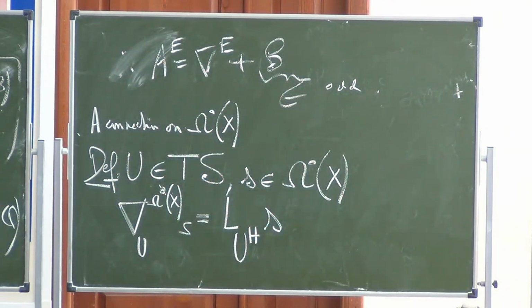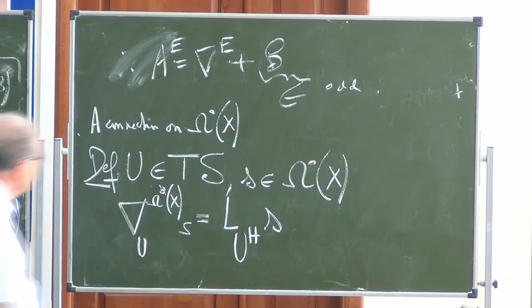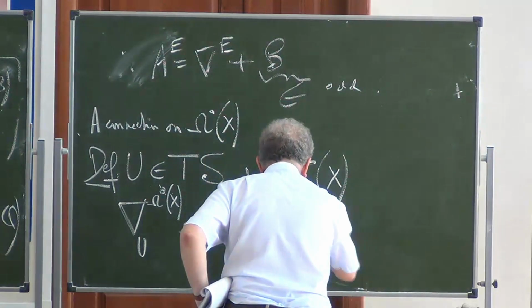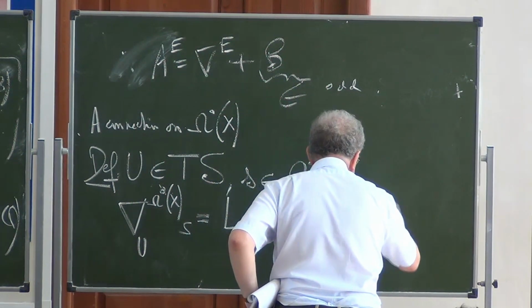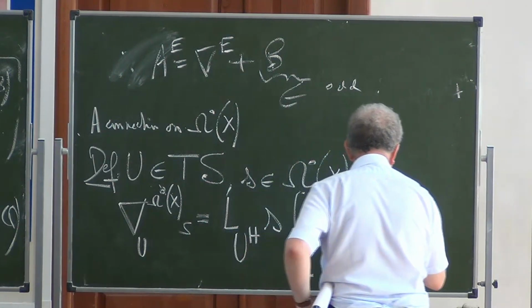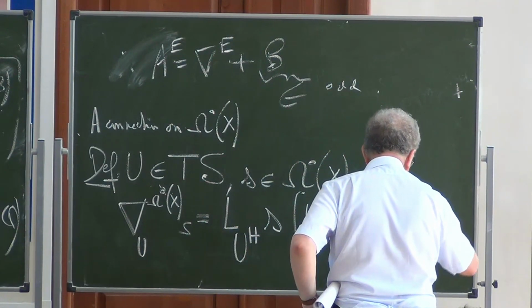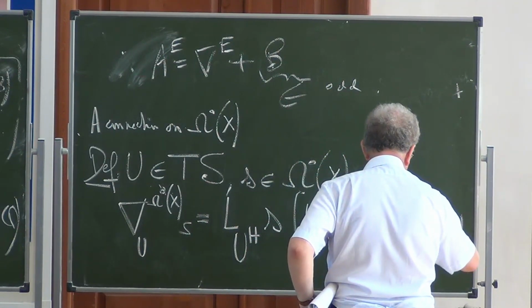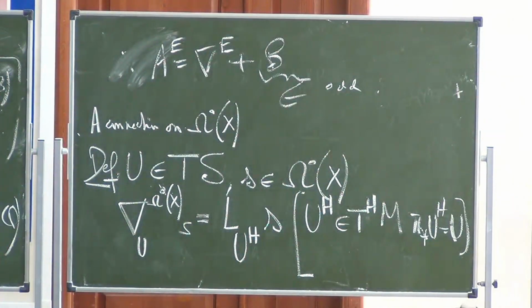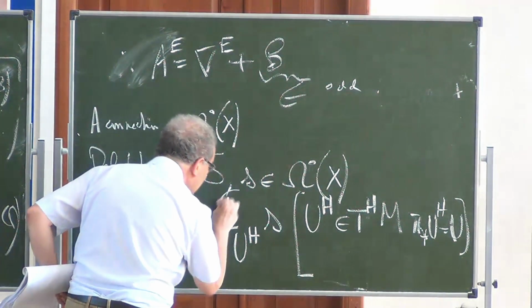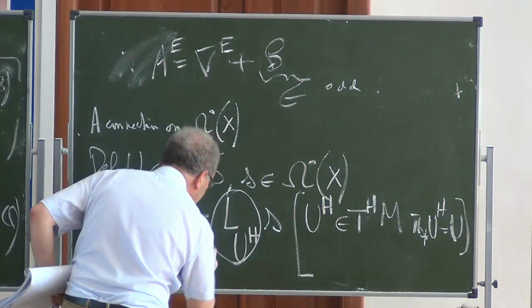So let's try to understand this formula. To understand it, I say that U^H is the lift in T^H M of U. So if you take a vector in TS, you can lift it to U^H. It's your unique lift. So this is a Lie derivative operator.